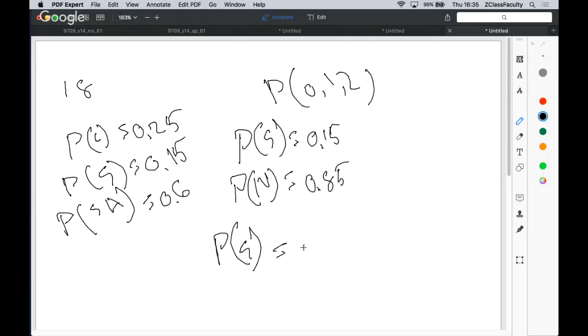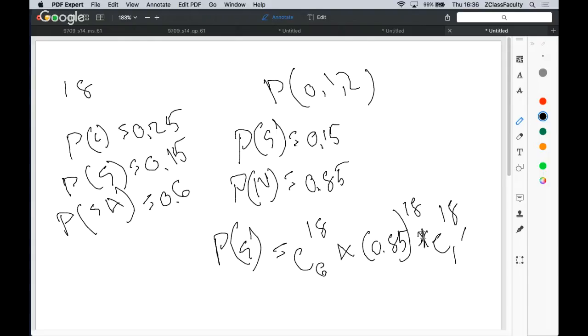Is equal to, so for the first one it is 18 choose 0, which is 1, times 0.85 to the power of 18, and then times that again. I'm not going to bother writing it, and then it's plus 18 choose 1, times 0.85, 18 times 0.115.